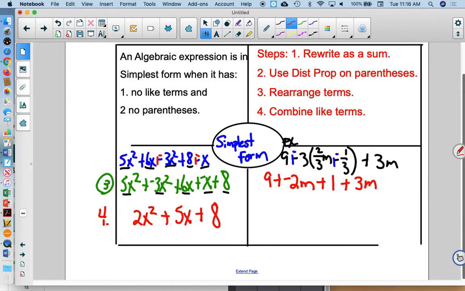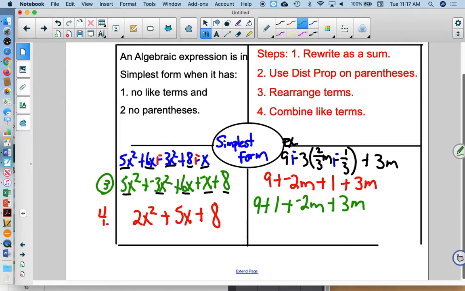Okay? All right, now, step 3 says rearrange. So what do I need to rearrange? I need somebody to talk to me. Tell me what to write. Miss Chloe. 9 plus 1 is 10. I'm going to rewrite 9 plus 1, okay? What else do I rewrite? Negative 2m plus 3m. Now, I'm going to leave it right like that because step 3 says rearrange the terms.